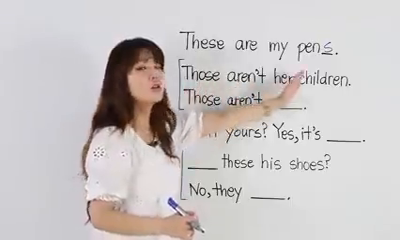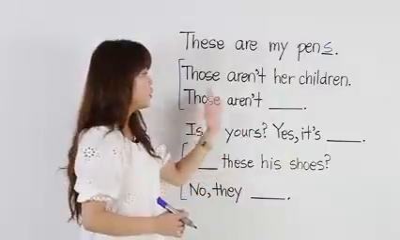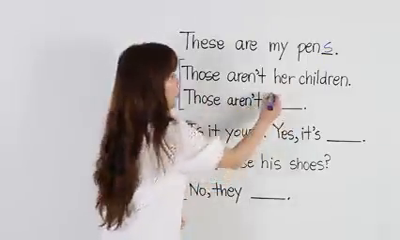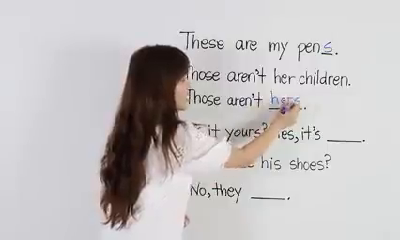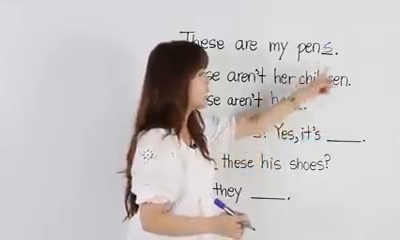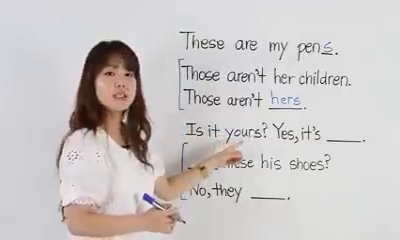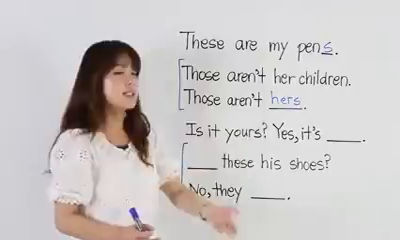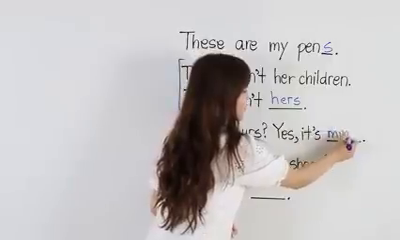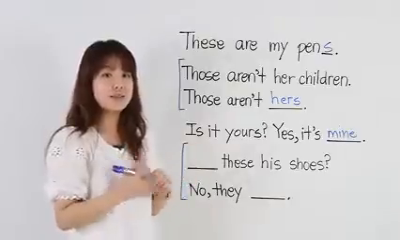Okay, let's look at these two together. Those aren't her children. Okay, so we can also say those aren't, what do we put? Her children. We can also say those aren't hers. Okay, we don't need a noun here. We do need a noun over here though. Okay, then, is it yours? Is it yours? Yes, it's, there's no noun. We have to say mine. Is it yours? Yes, it's mine.